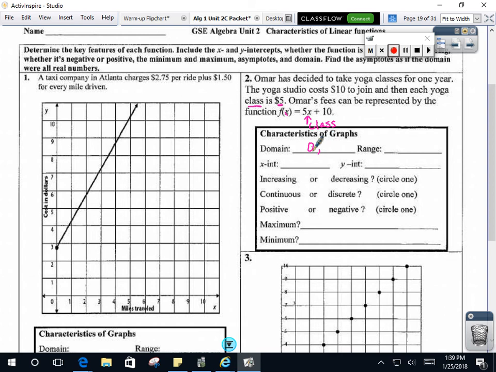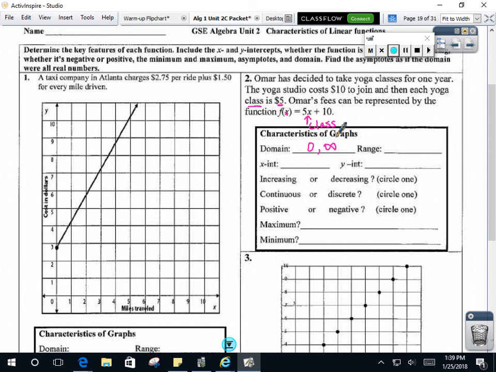Okay, then, how many classes can she take? As many as she wants. Now, say that they do say for 1 year, but do they say she can only take 1 a day? No. So you have to put infinity. Now, we know that there's only so many minutes in a year, so technically there's going to be a limit to how many classes she can take, but do we really know how many it is? No, so just put infinity.